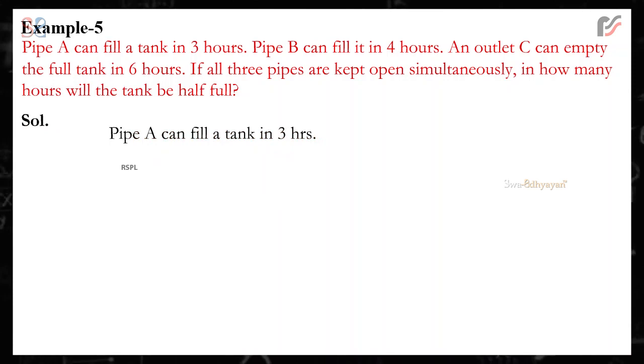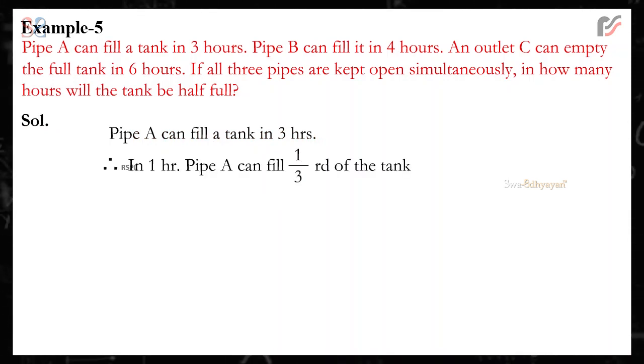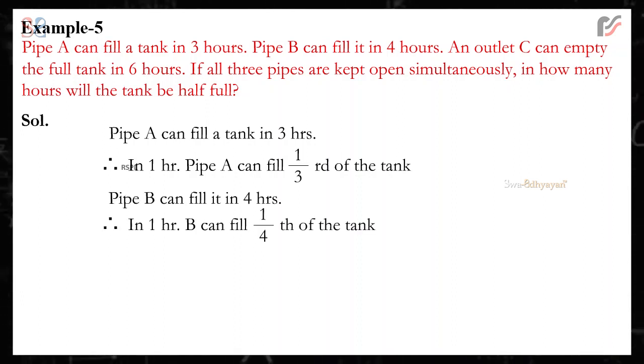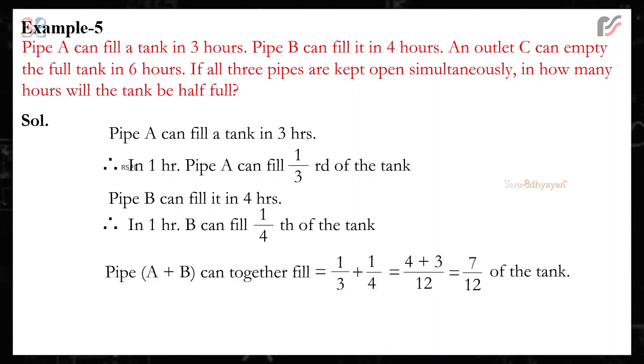Solution. Pipe A can fill a tank in 3 hours. Therefore, in 1 hour, pipe A can fill 1/3 of the tank. Pipe B can fill it in 4 hours. Therefore, in 1 hour, B can fill 1/4 of the tank. Pipe A plus B can together fill 1/3 plus 1/4 is equal to (4 plus 3)/12. This is equal to 7/12 of the tank.